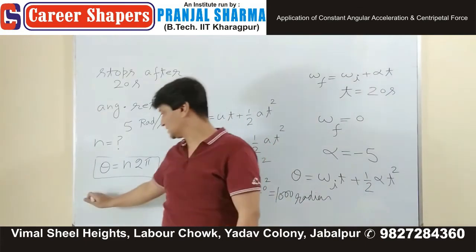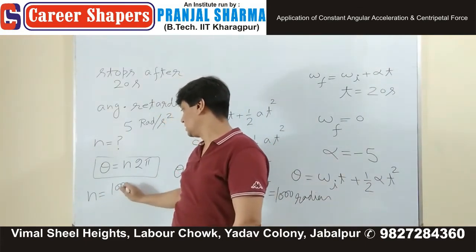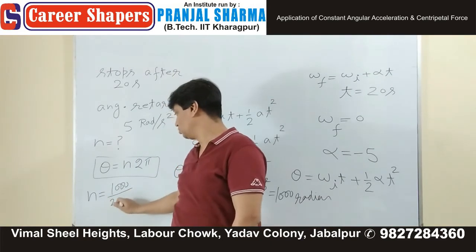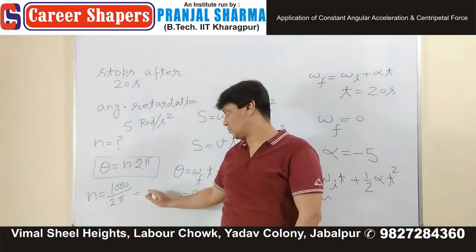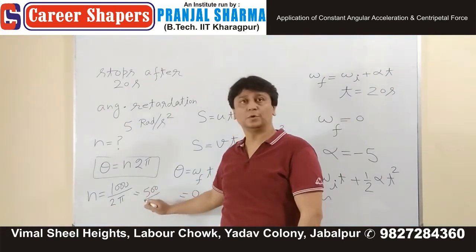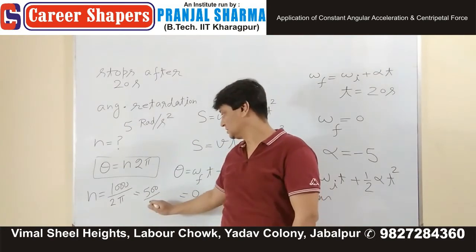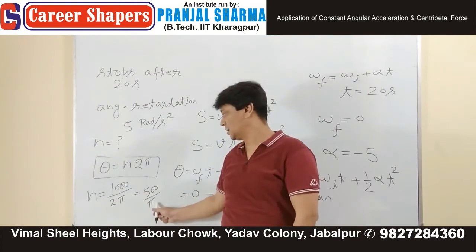We are interested in n, which is 1000 divided by 2 pi. So the number of rotations this fan makes before it comes to rest is 500 divided by pi.